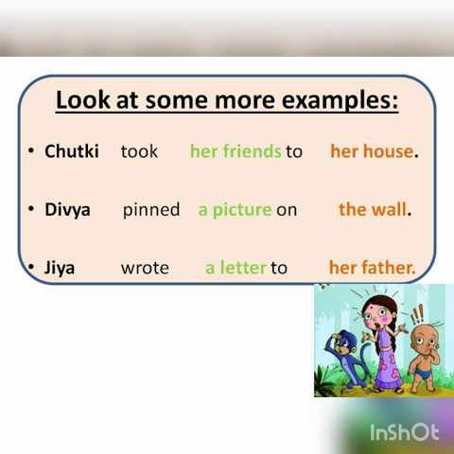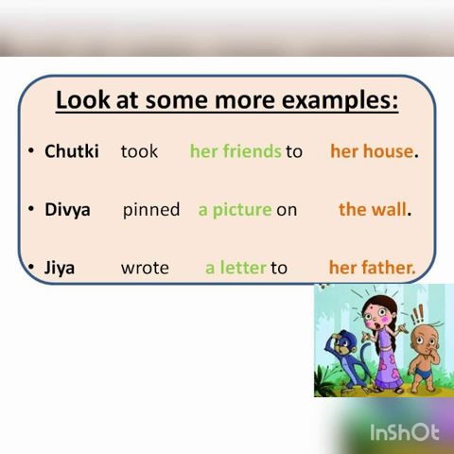Look at some more examples. Chutki took her friends to her house. Whom did Chutki take to her house? Her friends. Yes, her friends is the direct object. Her house is the indirect object. Divya pinned a picture on the wall. What did Divya pin? A picture. That is a direct object. And the wall is the indirect object.